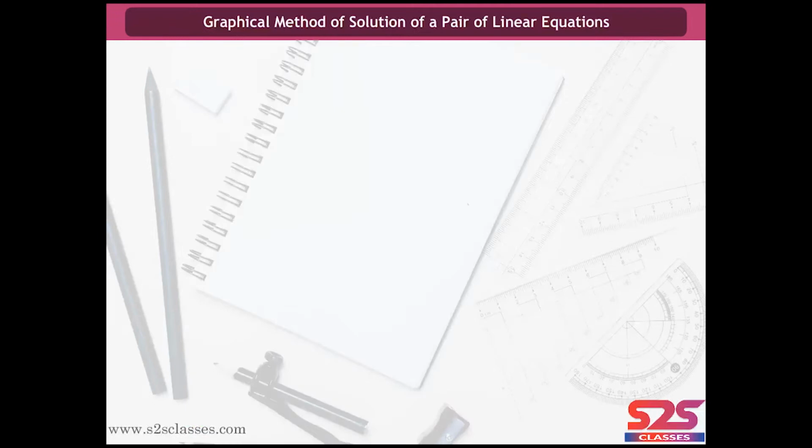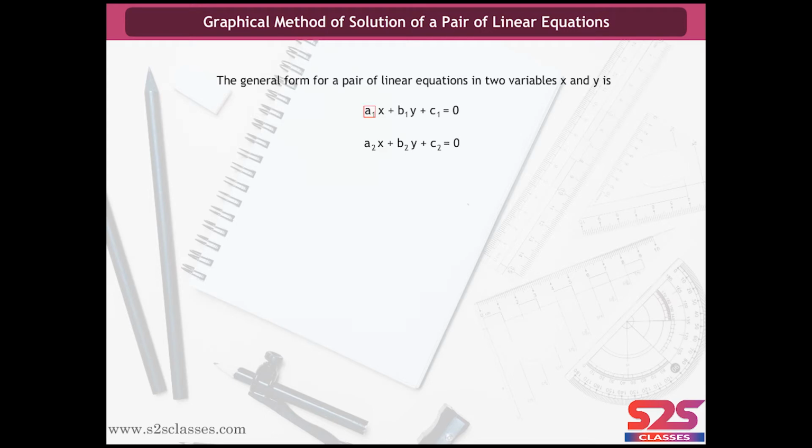Graphical method of solution of a pair of linear equations. The general form of a pair of linear equations in two variables x and y is a1x + b1y + c1 = 0 and a2x + b2y + c2 = 0, where a1, b1, c1 and a2, b2 and c2 are all real numbers and a1² + b1² is not equal to 0 or a2² + b2² is not equal to 0.